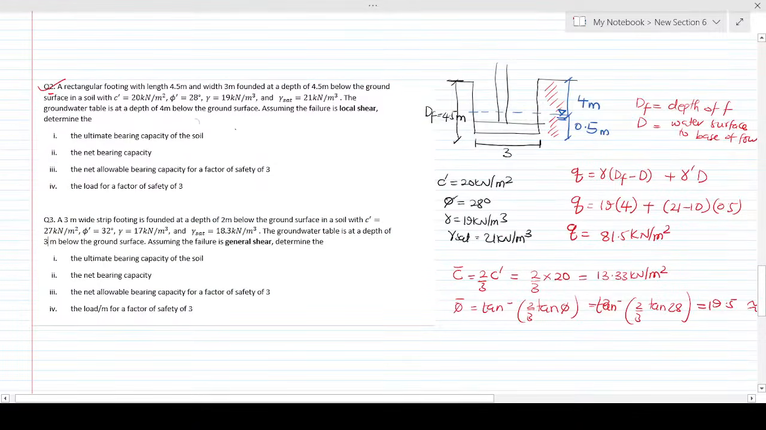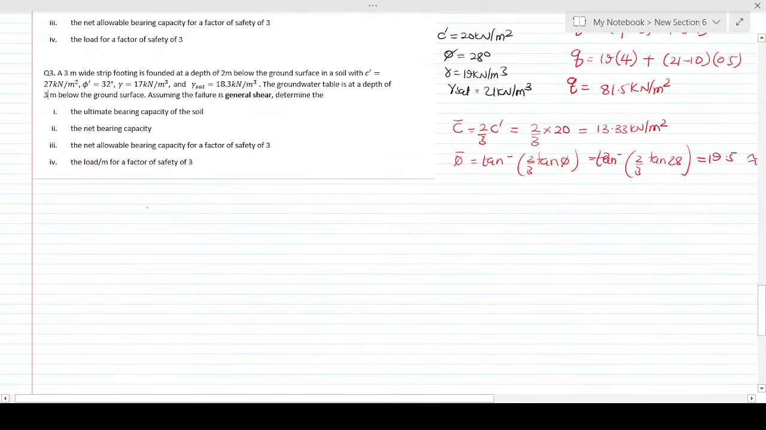So we're done with this. Now the net bearing capacity. The equation is given by q net is equal to q ultimate minus q, right? We had 940.744 to be the ultimate. Then the q was 81.5. So if you do the subtraction, the result is 859.244 kilonewton per meter square.